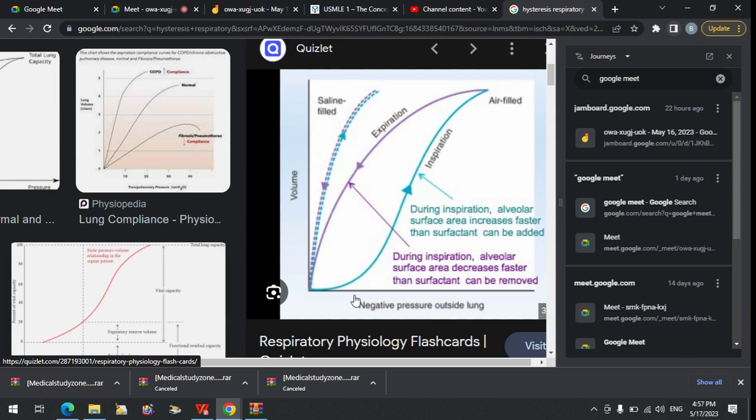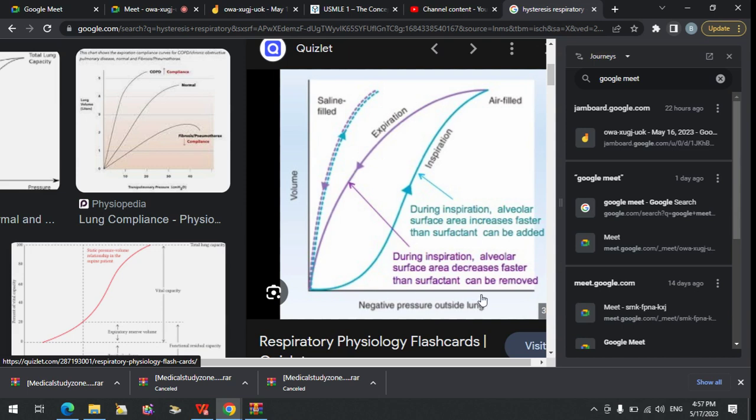So it reduces the surface tension, and then you are increasing the compliance. You can take in more volume. That makes sense.